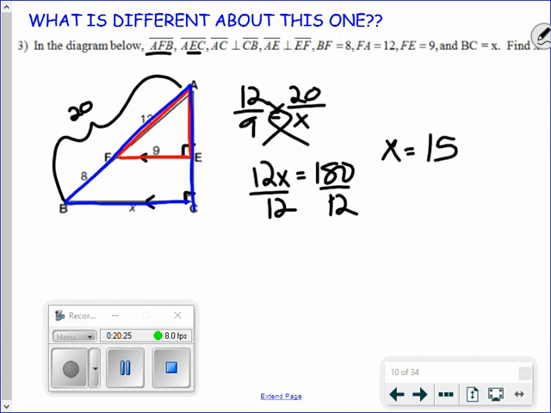I reread the problem. What's it asking me for? It wants me to find the x. I found x. There it is. Look, find x. There's one.